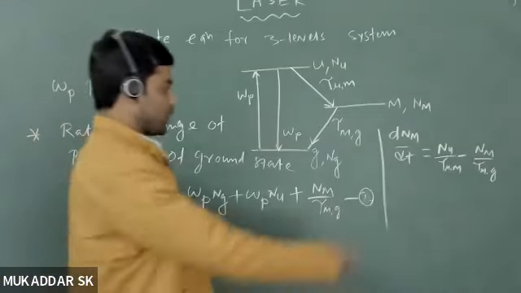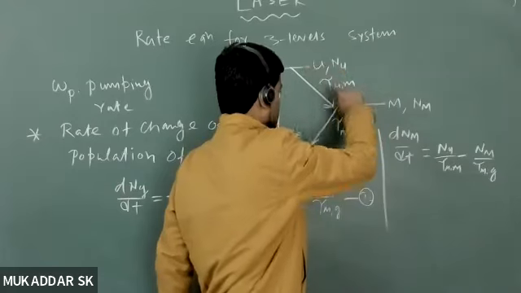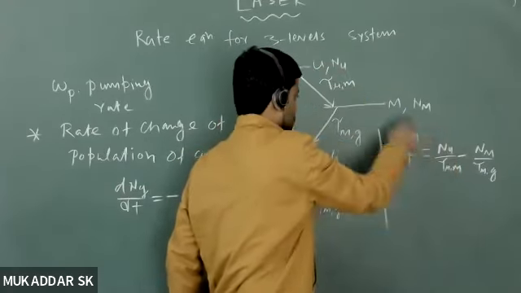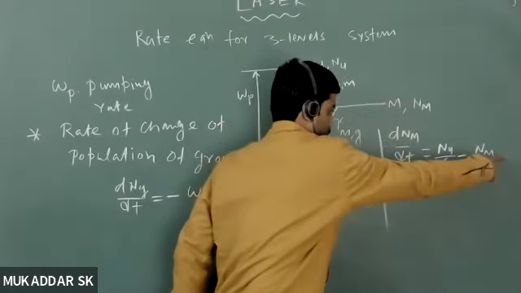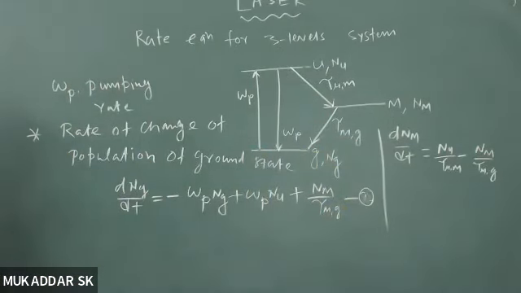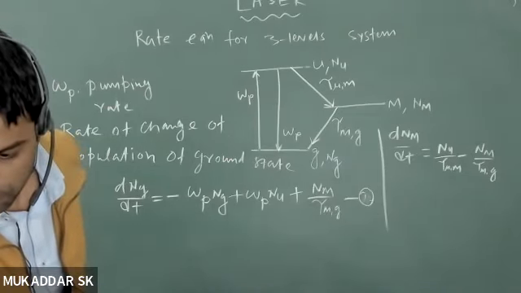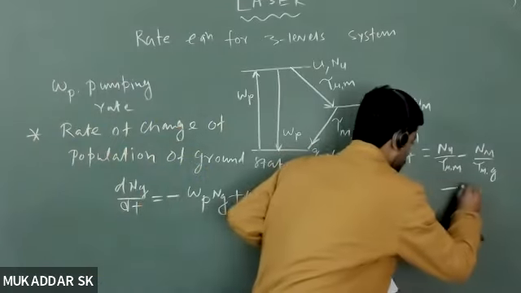So this represents the total rate of change of population of the metastable state. This decay increases the population at this rate. This decay decreases the population of the metastable state at this rate. Tell me if you have any doubt. So this is your equation number 2.